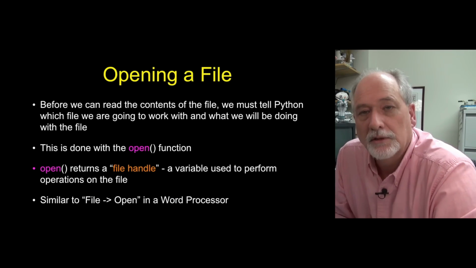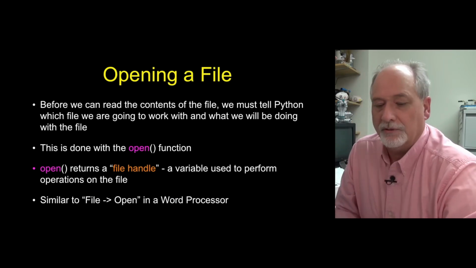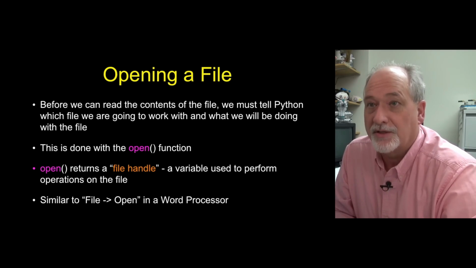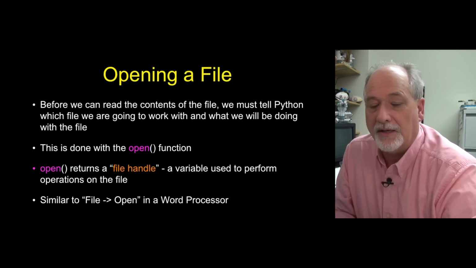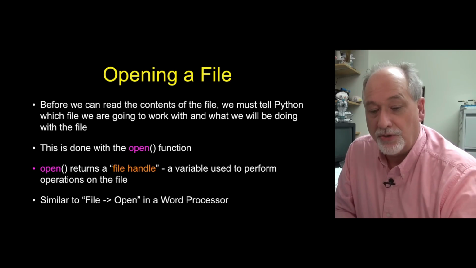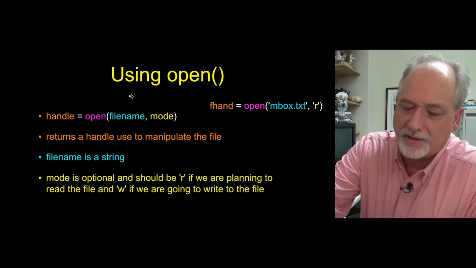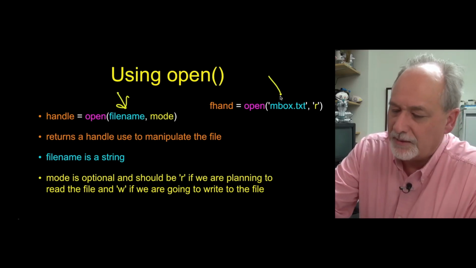So to read a file, you have to call the open function. And open returns what we call a file handle. Open doesn't actually read the file. Open makes it possible so that you can read the file. So the parameters to open are, it takes one parameter that's required, which is the name of the file.